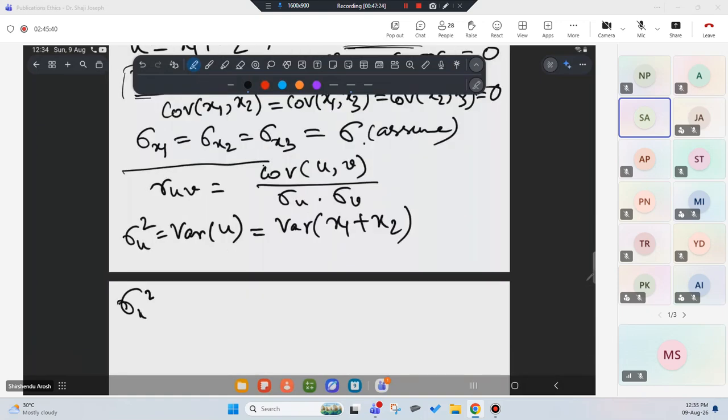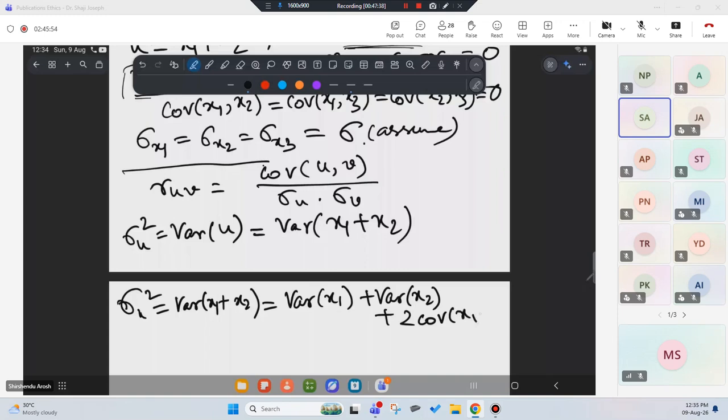so sigma U square is the variance of x1 plus x2. That means if you put the formula, variance of x1 plus variance of x2 plus 2 covariance of x1 comma x2. Now what are the key things given? Variance of x1 is sigma square from this line. Similarly, variance of x2 is the same, sigma square. This covariance is already 0.